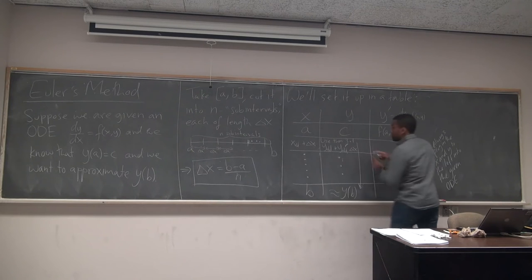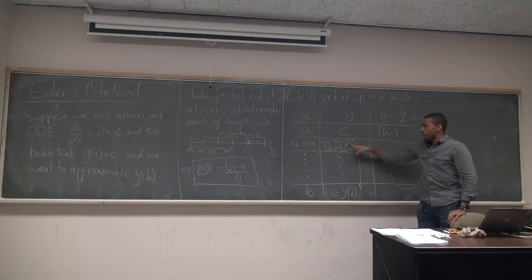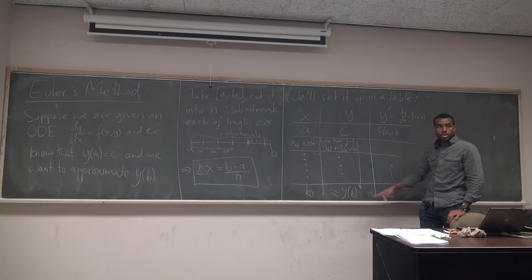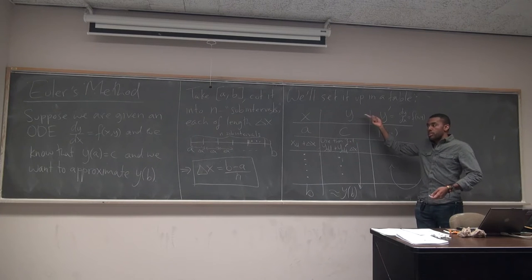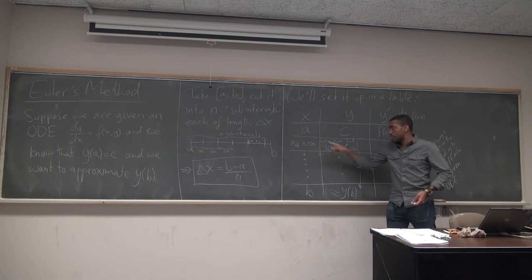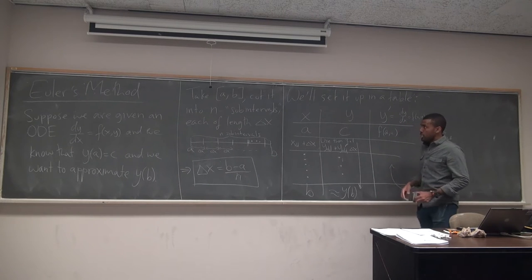Now, at any given time, I'm going to keep plugging in this x and this y into this formula that I'll be using later on, right? So in each row, I'm using the answers from the previous row, right? I'm using the old values, okay? So that's sort of the strategy here.